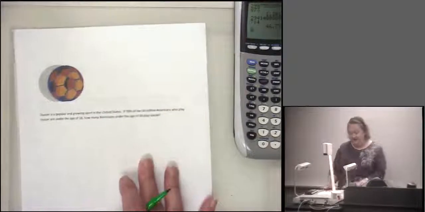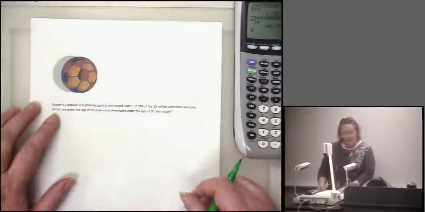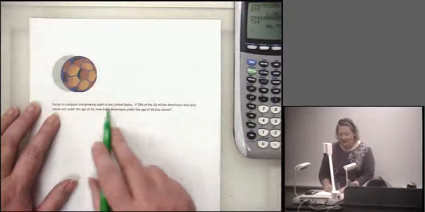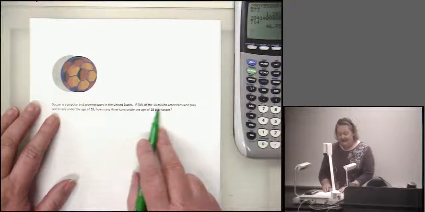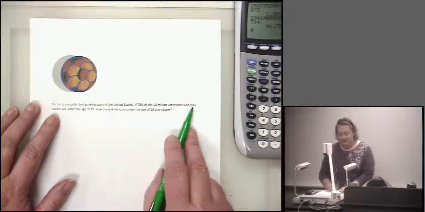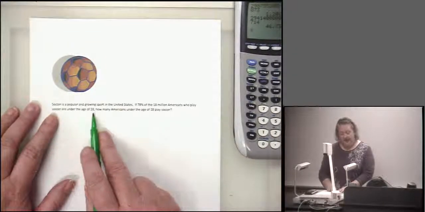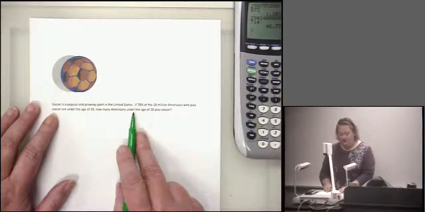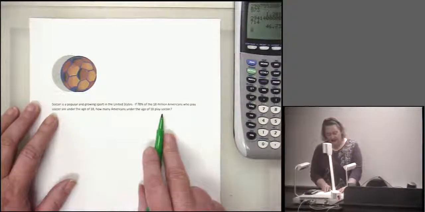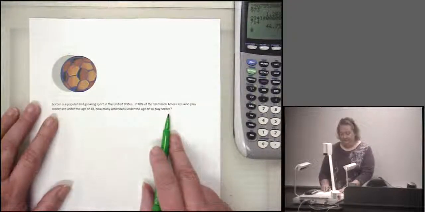Okay, let's look at the second example that I have here. Soccer is a popular sport and growing in the United States. If 78% of the 18 million Americans who play soccer are under the age of 18, how many Americans under the age of 18 play soccer?